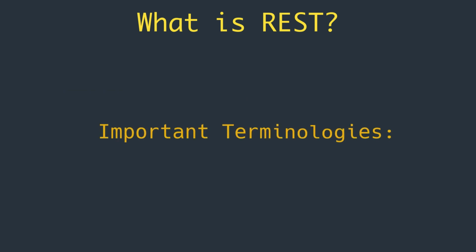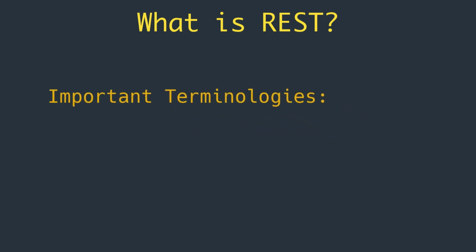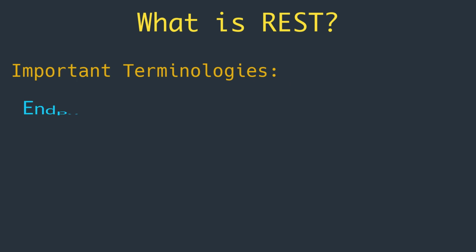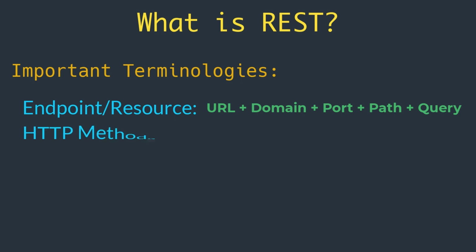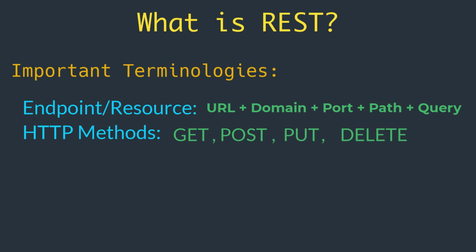And here are some of the important terminologies we should understand before proceeding further. The first one is endpoint or resource. Endpoint is a URL with a domain, port, path, and query string. The second one is HTTP methods. It includes GET to get data as response, POST to create a new record, PUT to update a record, and DELETE to remove a record. These methods can also be represented as CRUD, which stands for create, POST, read, GET, update and delete.